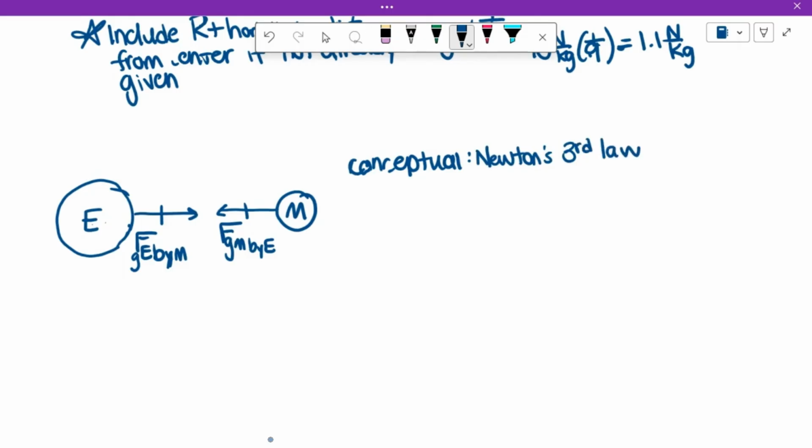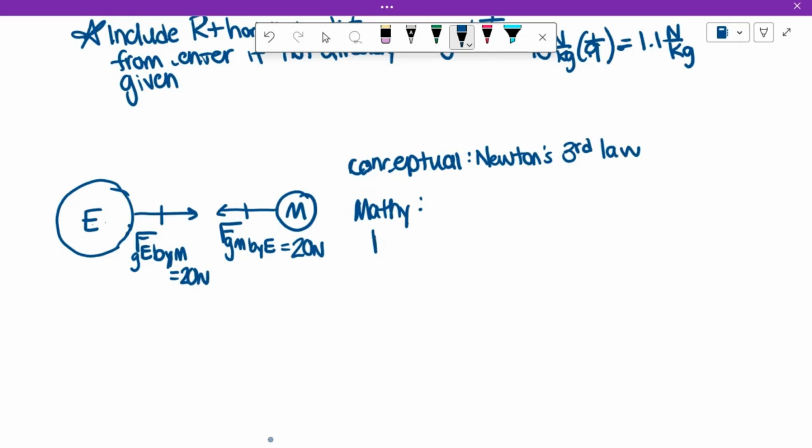Right? So if the force of gravity on the moon by the Earth, let's say, and this is a complete under-exaggeration, is 20 newtons, then the force of gravity on the Earth by the moon is also going to be 20 newtons, right? That's because of Newton's third law. So let's mathematically prove why this is.